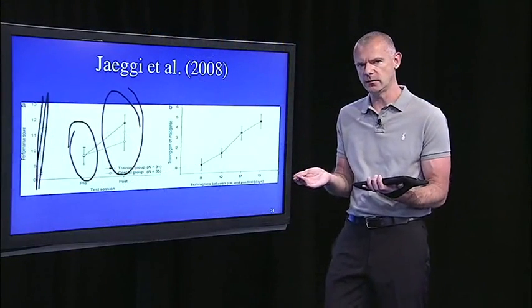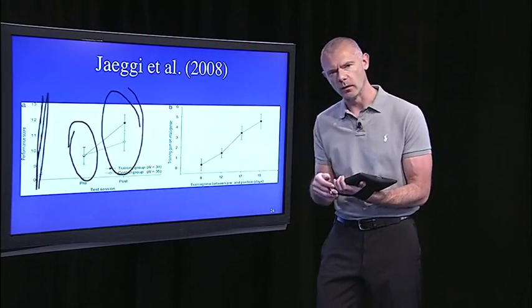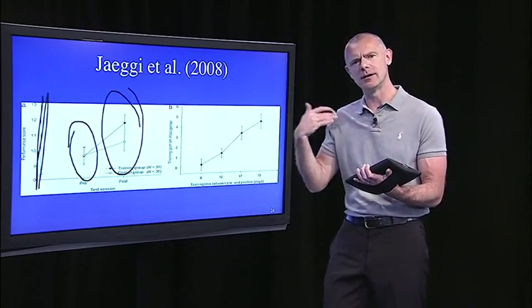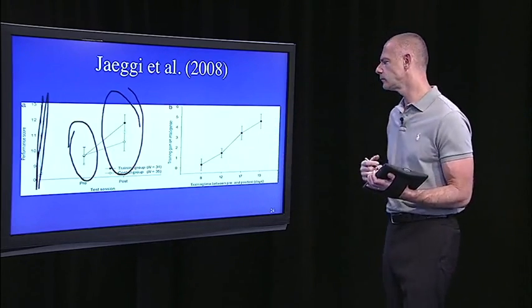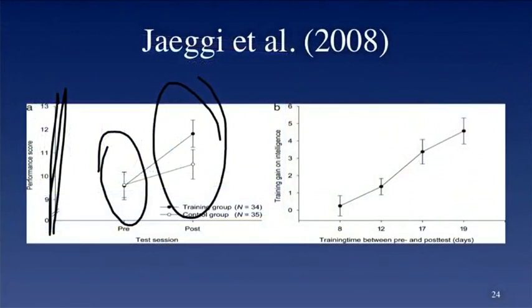That's probably just a practice effect. But people in the training group went up even more. So there's some evidence that this working memory training seems to enhance intelligence. In the graph on the right, what we're seeing is the enhancement of intelligence as a function of time training.